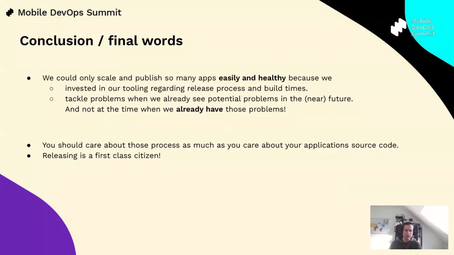Conclusion or final words are that we could only scale and publish so many apps easily and healthily because we invested in our tooling regarding release process and build times. And we tackled the problems when we already saw potential problems in the near future and not at the time when we already have those problems. So maybe as a key takeaway for you, you should really care about your release process as much as you care about a clean application source code, because releasing is a first-class citizen.